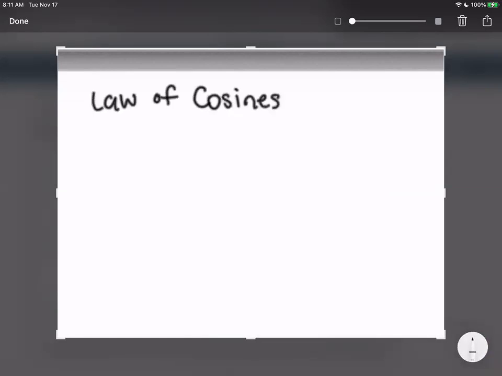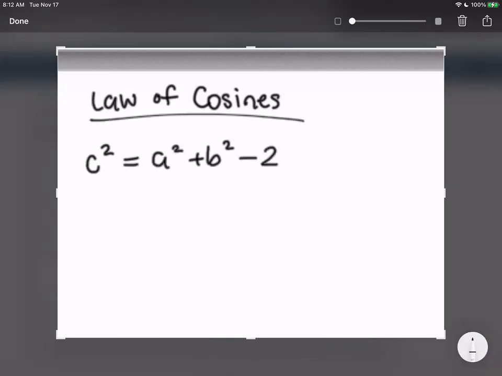This equation, I mean. So you're used to a squared plus b squared equals c squared. Now get ready for this. c squared is equal to a squared plus b squared. So far it looks okay. And then you add this, minus 2ab cosine of c. Law of cosines. So I'll give you guys some time to write this out.